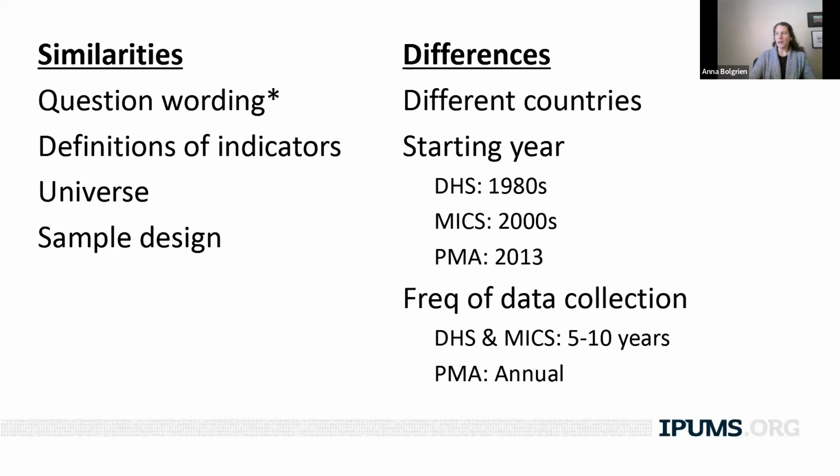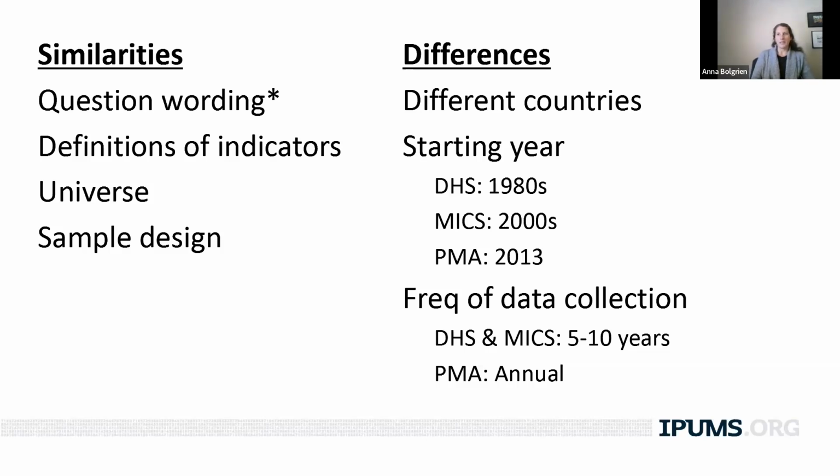However, there are some differences between the 3 projects, and this is something that you would really want to consider when thinking about your particular research question or topic of interest. First off, the 3 different projects, PMA, DHS, and MICS, have different countries, and so if there's a particular country or a region that you're interested in, it might only be available in one but not the other surveys. The starting year is also different. DHS is a lot longer standing survey, starting in the 1980s. MICS has data starting in the 2000s, and PMA is more recent.